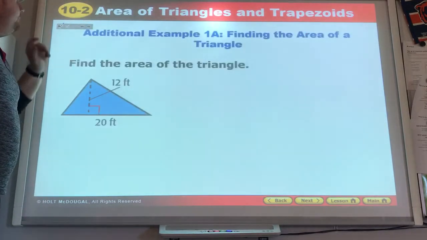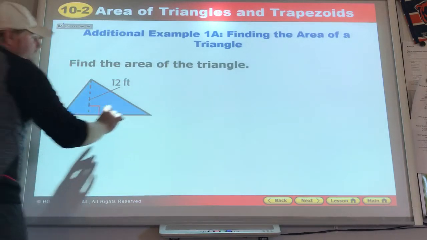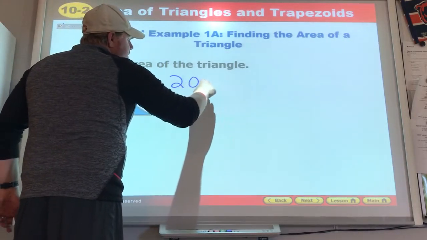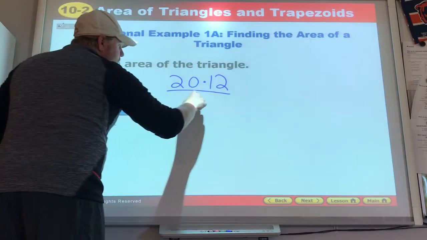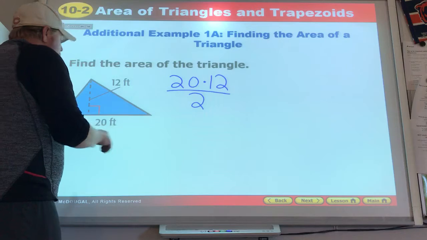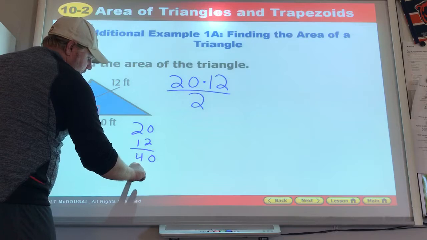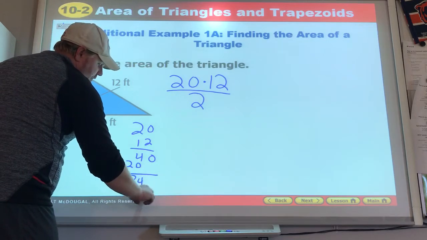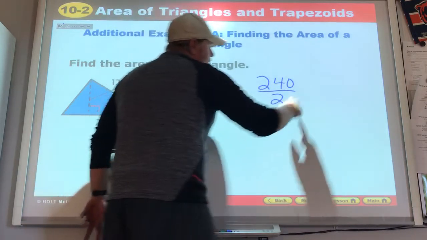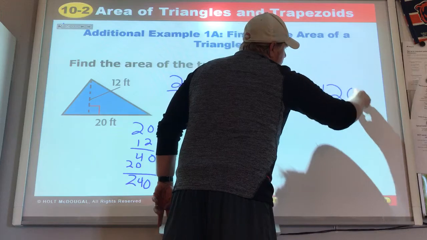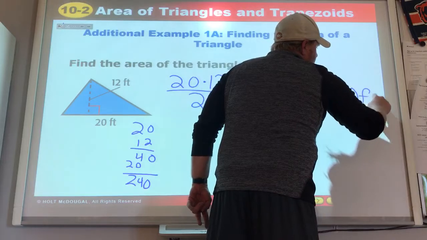All right. So let's look. 20 times 12. And with the triangle, we divide by 2. Okay? So, 20 times 12, if I do that over here, 240. 240 is when I multiply. Divide that by 2. That's 120. And don't forget, it was feet, so the area is feet squared.